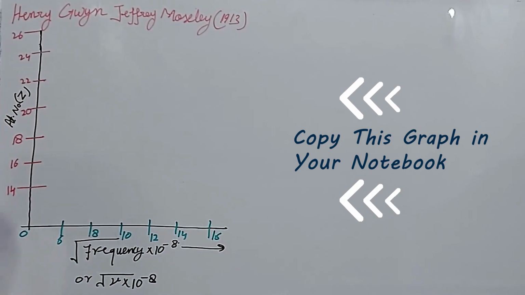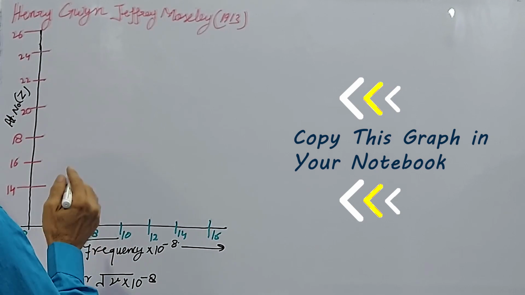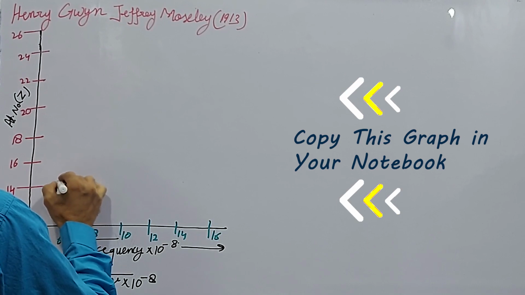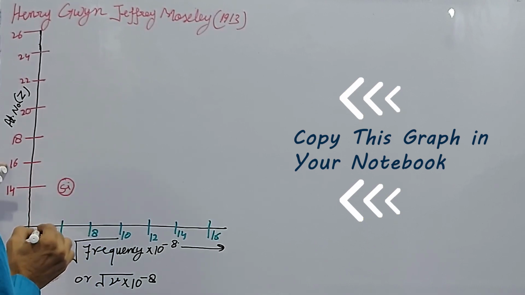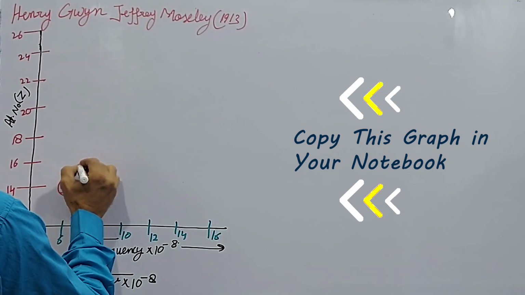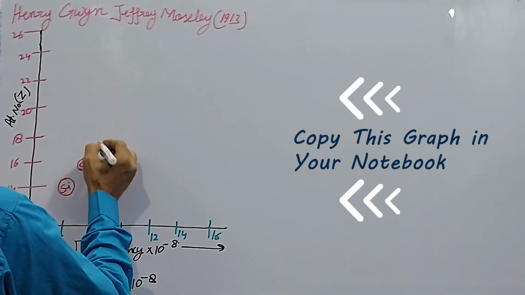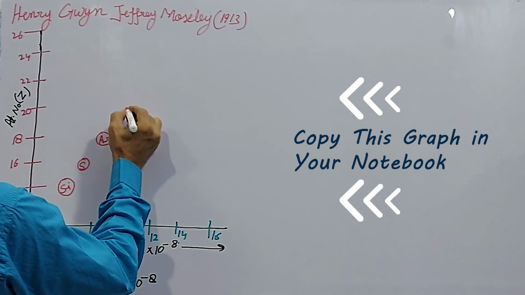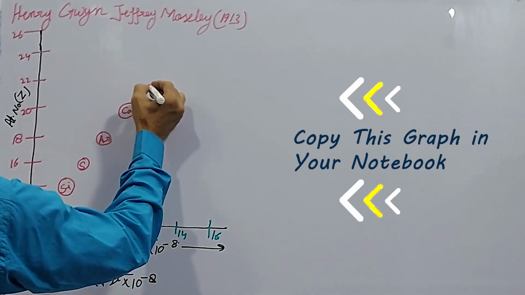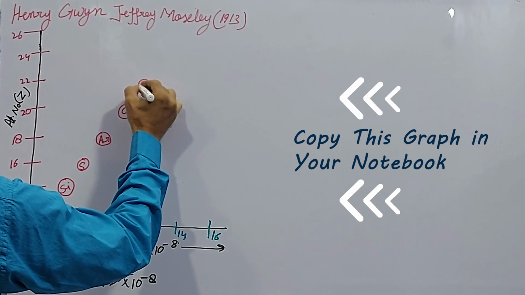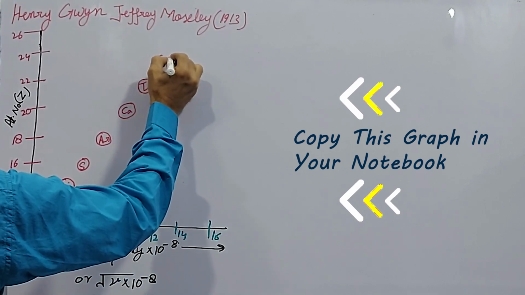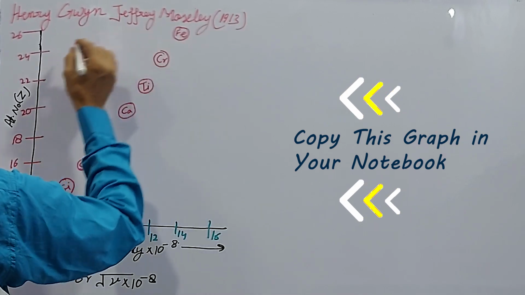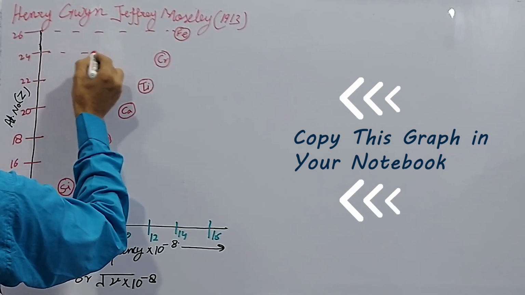He obtained there some atomic numbers. We are taking, for example, some atomic numbers. Silicon, atomic number is 14. Sulfur, atomic number is 16. And argon, atomic number is 18. Calcium, atomic number is 20. And titanium, atomic number is 22. Chromium, atomic number is 24. And iron, atomic number is 26. Like that.